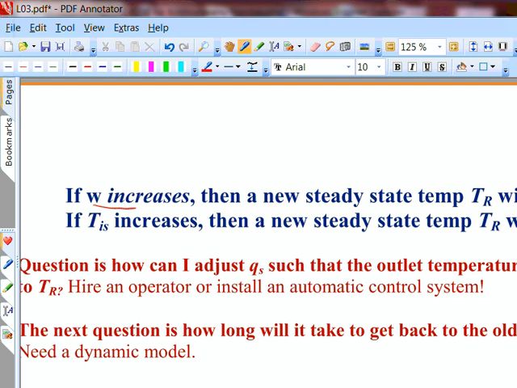Okay? Then you can ask the question, how can I adjust QS in such a way that the outlet temperature will go back to TR? Whether I put a perturbation in the flow rate. When I put a perturbation in the flow rate, in this case I'm saying that the flow rate is changed both at the inlet and outlet at the same time. Okay? Because I just still don't consider that level change. That's what you're going to do in your problem. So if I change the flow rate or if I change the inlet temperature, what should I do to bring the temperature back to TR?